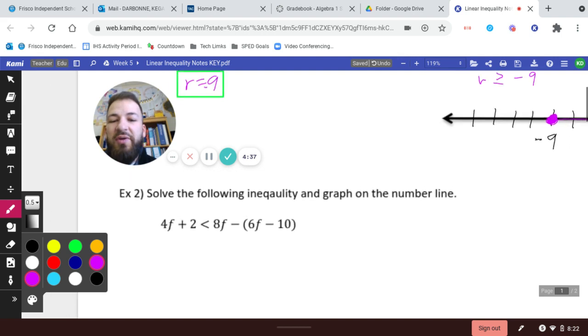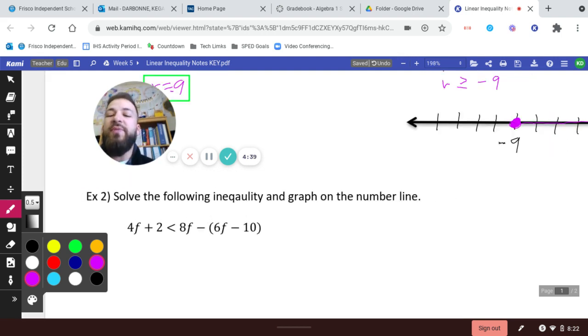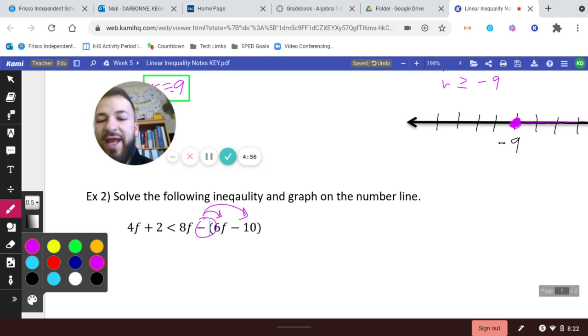Okay, we want to solve the following inequality and graph on the number line. 4f plus 2 is less than 8f minus 6x minus 10. Okay, so first and foremost, I got to deal with those parentheses. So this is a negative 1, because sometimes we just get lazy. So I'm going to take my negative 1 and distribute it to my 6f and my negative 10. So negative 1 times 6f is negative 6f. Negative 1 times negative 10 is positive 10. And then everything else stays the same.